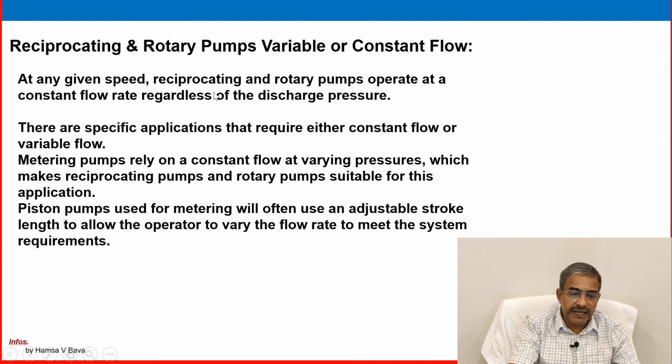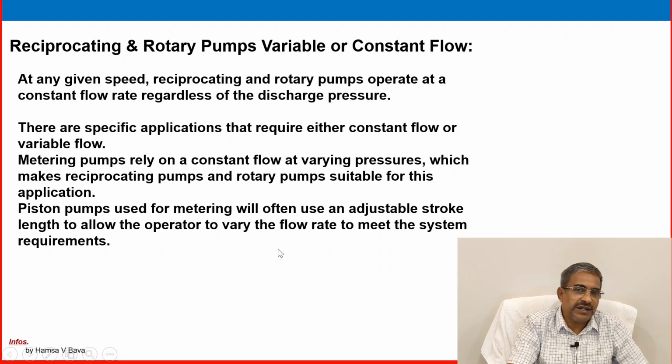At a given speed, reciprocating and rotary pumps operate at a constant flow rate regardless of the discharge pressure. There are specific applications that require either constant flow or variable flow. Metering pumps rely on constant flow at varying pressures, which makes reciprocating pumps and rotary pumps suitable for this application. Piston pumps used for metering will often use an adjustable stroke length to allow the operator to vary the flow rate to meet the system requirement.